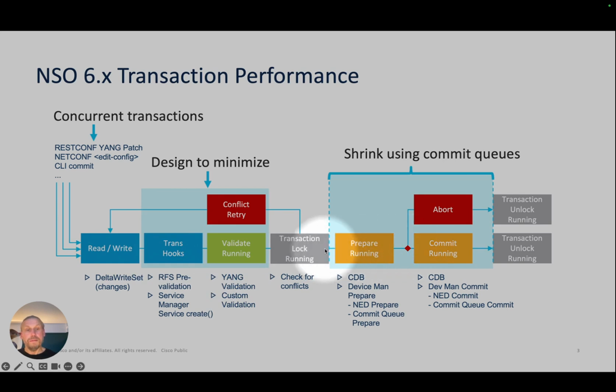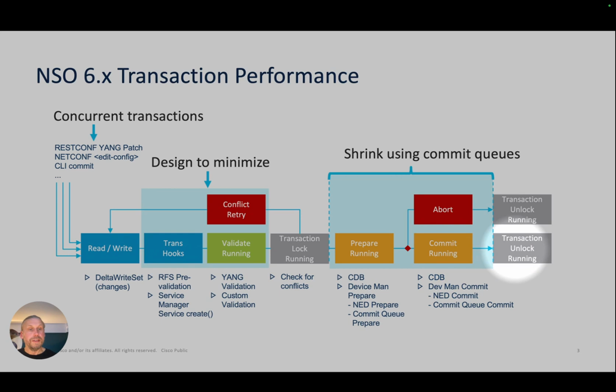So that when the transaction lock is taken, these transactions, as I mentioned, will be going through this step one by one. And here you want to make sure that the commit that happens to CDB and then to the devices takes as little time as possible. One way to do that is to commit to commit queues instead of to the devices themselves. I mean, device commits can take quite some time.